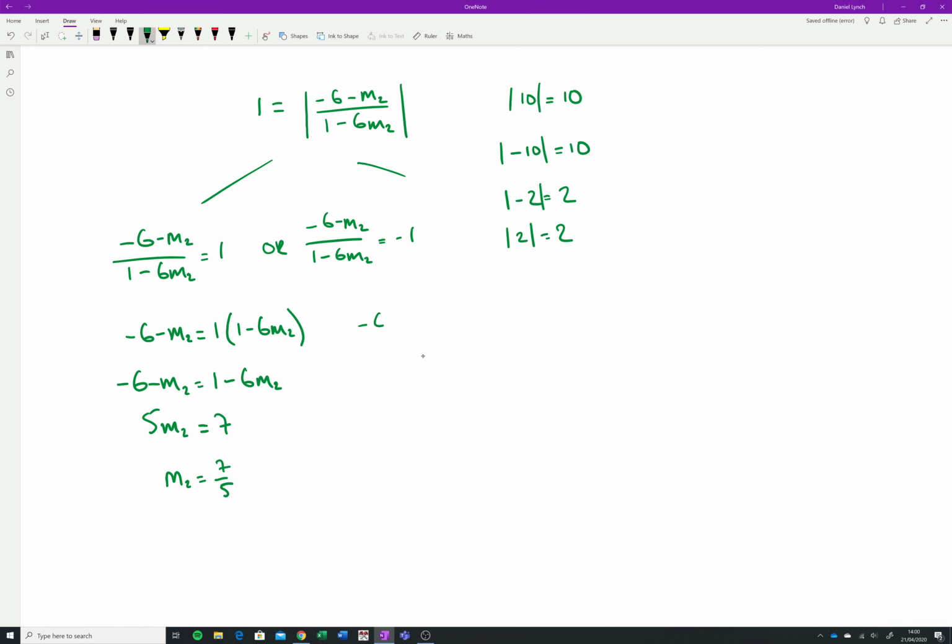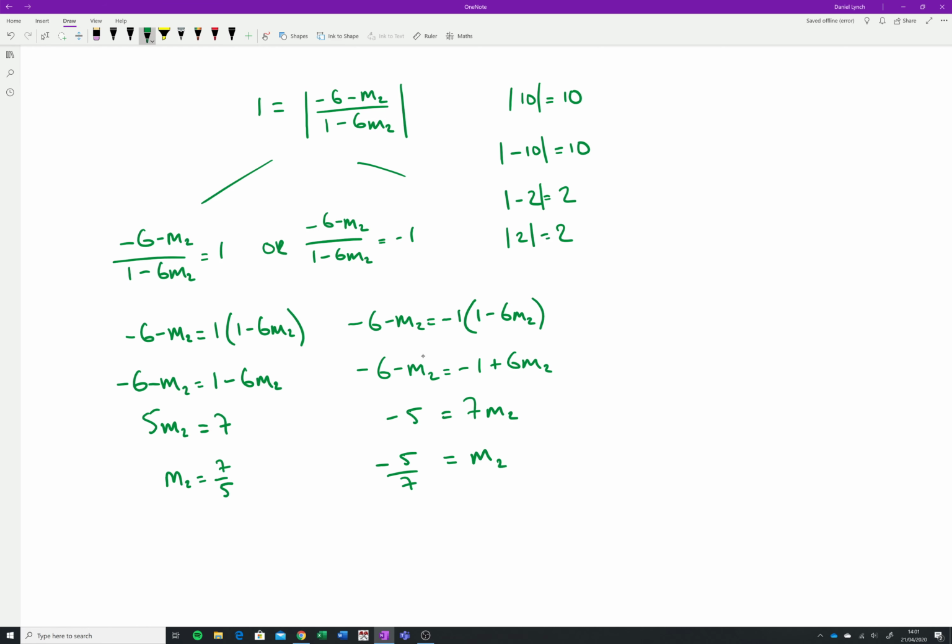Okay, we just do the same over here. Minus 6 minus m2 is equal to minus 1 amounts of 1 minus 6 m2s. Okay, we add m2 to both sides, we get 7 m2s. We add 1 to both sides, we get minus 5, so pretty similar, but not quite the same answer. 5 over 7 is equal to m2.